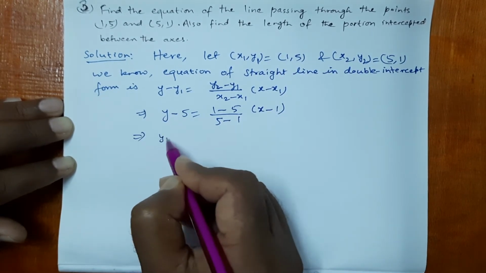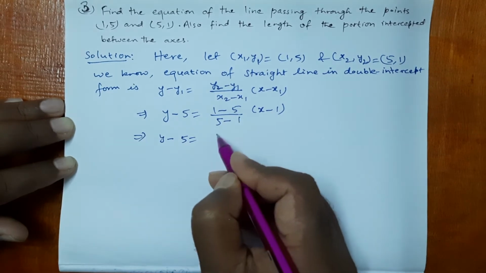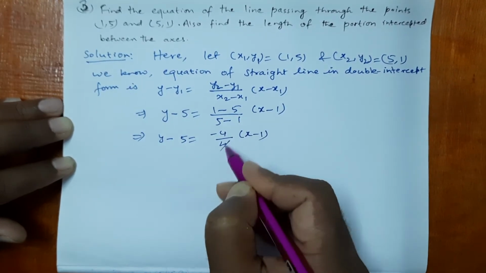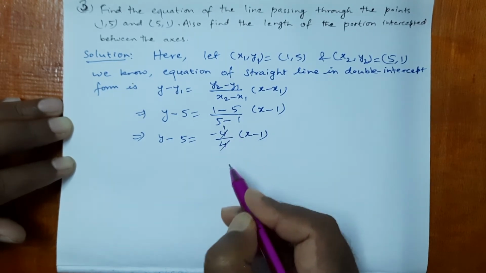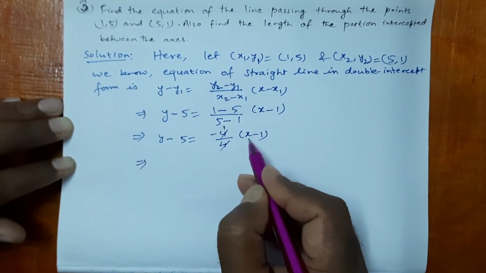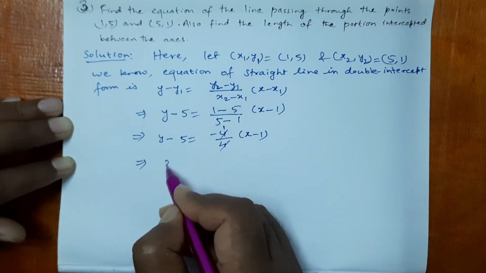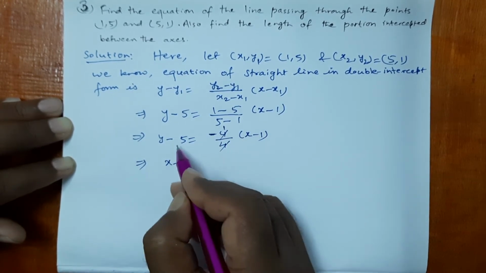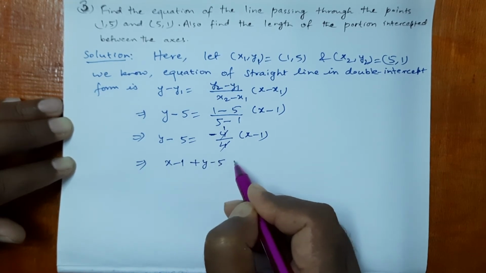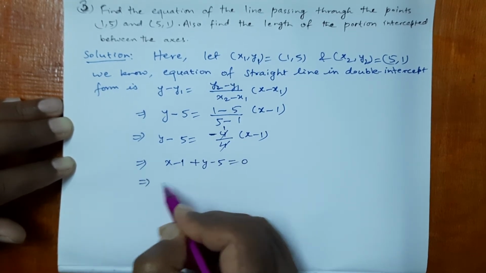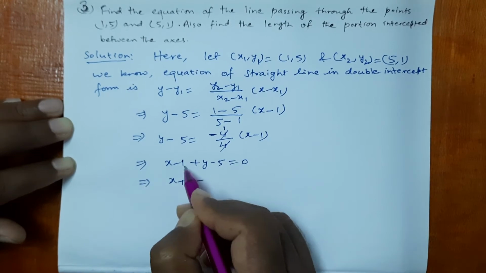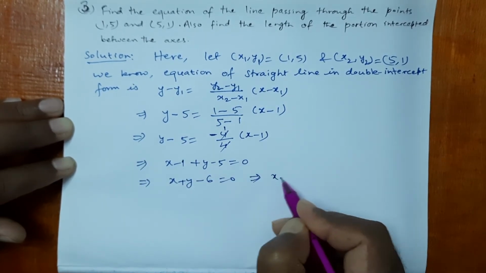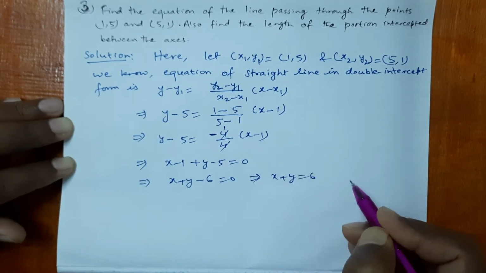This implies y minus 5 equals 1 minus 5 over 4 minus 1, times x minus 1. Now 4 can cancel with this 4. This minus x minus 1 will come here and becomes x minus 1, only the outside sign changes, others remain the same, plus y minus 5 equals 0. So x plus y minus 1 minus 5, minus 6 equals 0. This implies x plus y equals 6.